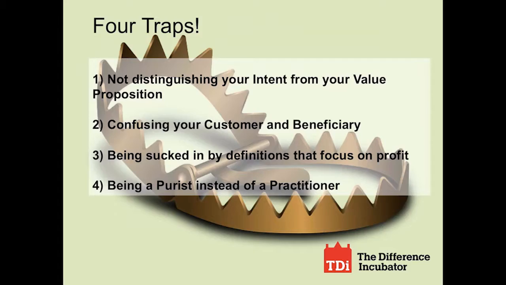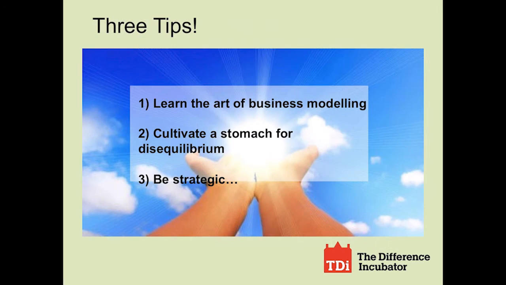So, just to remind you, the four traps were: not distinguishing your intent from your value proposition, confusing your customer and beneficiary, being sucked in by definitions of social enterprise that focus on profit, and being a purist instead of a practitioner. And the tips were around learning the art of business modelling, cultivating a stomach for disequilibrium, and being strategic.